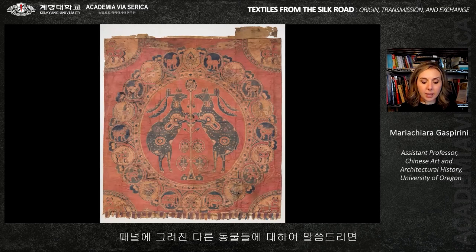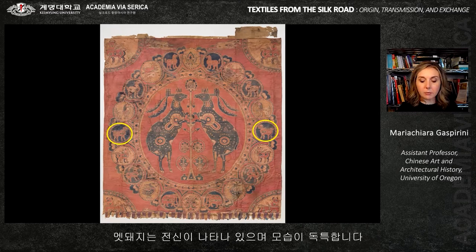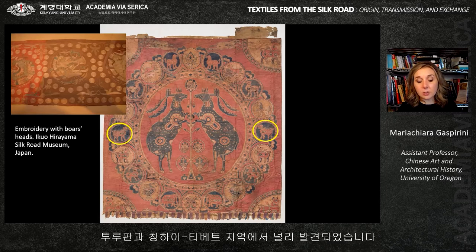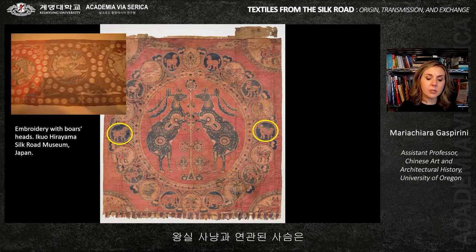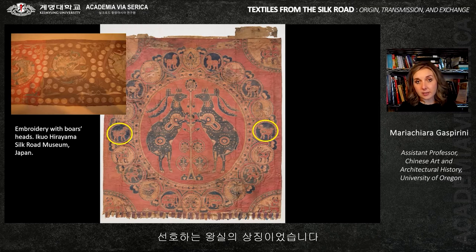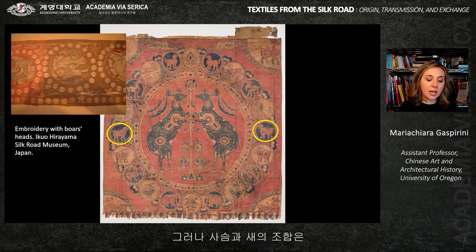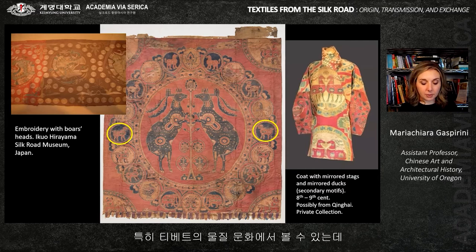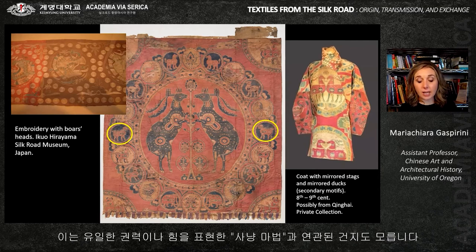Regarding the other animals on the panel, the boar appeared uniquely depicted with the whole body. Roundels with boar heads, also embroidered, have been widely discovered in the Turfan and Qinghai Tibetan areas. Deer and stags, which in Iranian art are connected to royal hunt, were clearly preferred among nomadic or semi-nomadic people and seen as royal symbols. But the combination of stag and birds especially appears in Tibetan material cultures, as it's seen on a few pieces of garment from the same period and might have been associated with hunting magic.